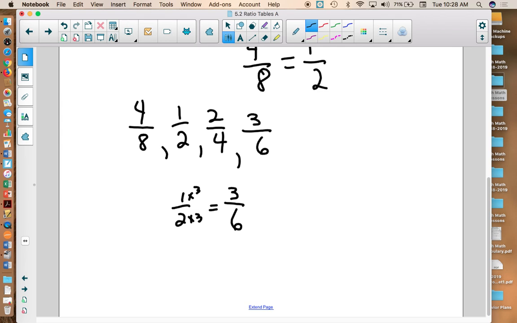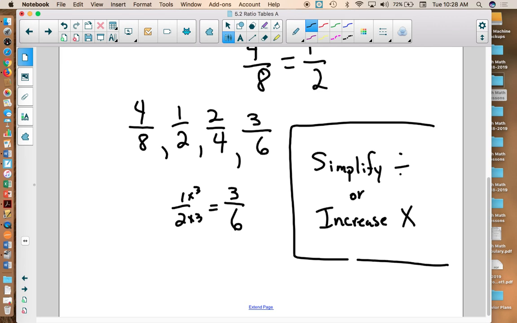I can either simplify using division, or I can increase using multiplication. Either way works. Okay? This is how I do it. This is important. Okay? Very important.